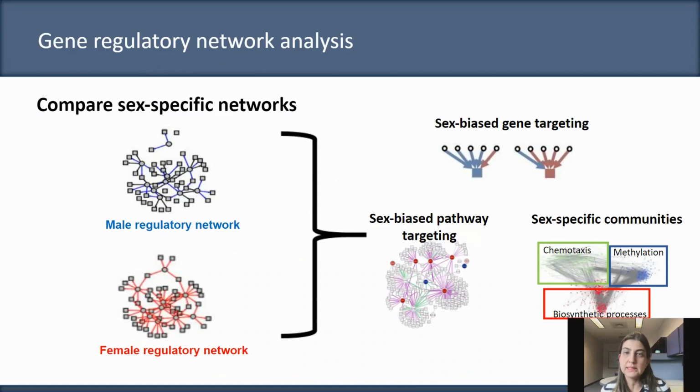And what will these structure differences in the network tell us? You can see at the top here that we'll find some genes to be differentially targeted by transcription factors in males and females. We can even find some pathways to be regulated in different ways between males and females. So this is all important to look for.